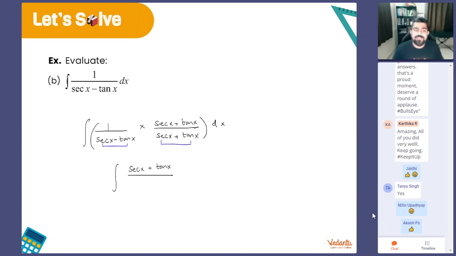How? Because we have a minus b into a plus b, which is a square minus b square. So that will be what? Secant square x minus tan square x is 1 from trigonometric identities. So it just becomes secant x plus tan x dx. So by using properties of integration, I can write it as integral secant x dx plus integral tan x dx. Both of which you know.